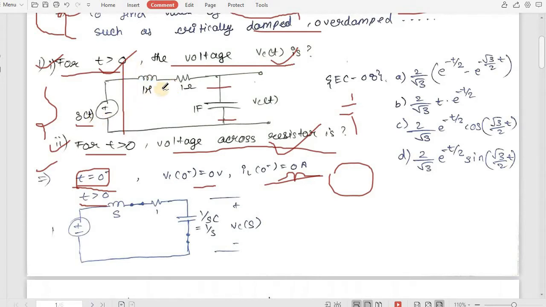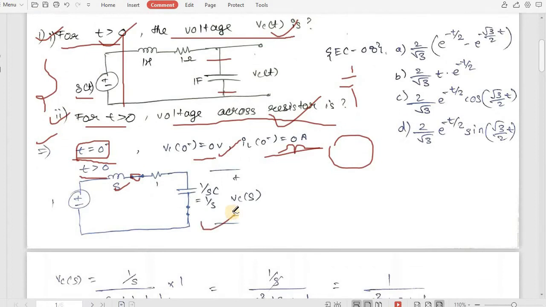And this L will be transformed to sL in series with a negative voltage source of L times IL(0 minus). Since IL(0 minus) is 0 ampere, that voltage will be 0 volt, so it will be replaced by a short circuit, and this is our inductor, s times L. L is 1 Henry, so it will be just s. This capacitor will be transformed into 1 by sC. C is 1 farad, so it will be replaced by 1 by s, in series with a positive voltage source of magnitude Vc(0 minus) by s, which is 0 volt. So this is our transformed circuit, and now from this we have to calculate our Vc(s).